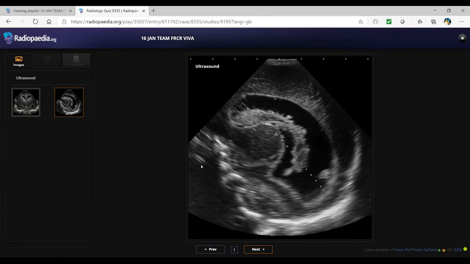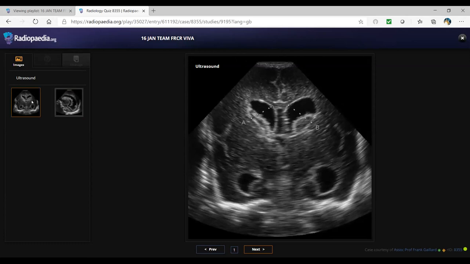So you mentioned it's suspicious. Is it suspicious or is it diagnostic? This can be taken as diagnostic. There is no need for any further investigation. So this is a complicated case. Can you grade this? This is a grade 4. It has resulted in hydrocephalus.